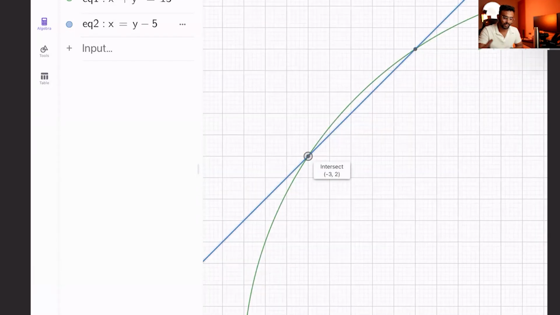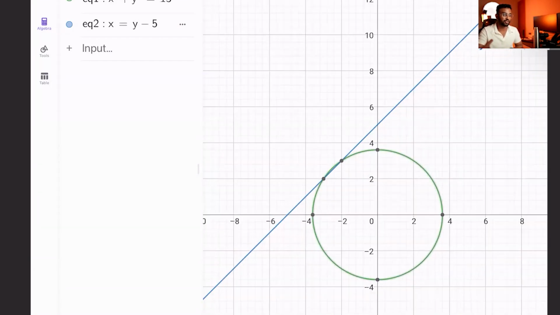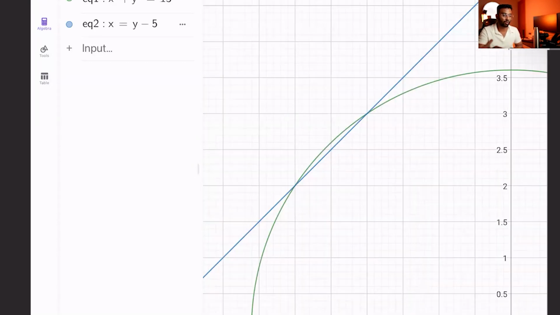It's having two intersection points. One intersection is minus 3, 2. Another intersection is minus 2, 3. Did you get it, Akshar? So every single question we are doing is literally like this. That is not a chord. A chord will have a definite start point and an end point. But this is a straight line just passing through that circle.